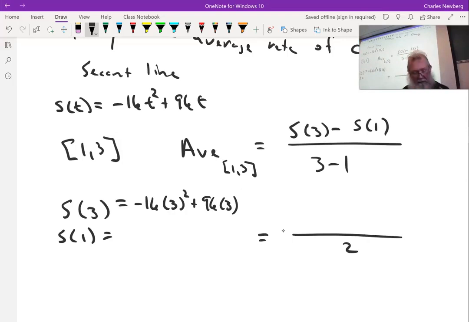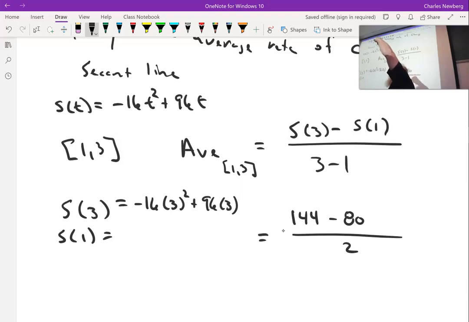144? Thank you. And what does that really mean? That rocket at 3 seconds had hit a height of what? 144 feet. Then what was S of 1? The gentleman in the Columbia t-shirt here, what's your name? Alex. What's S of 1? 80. So at 1 second it was at 80 feet, and then at 3 seconds it's 144 feet.